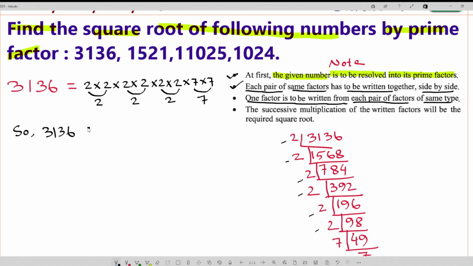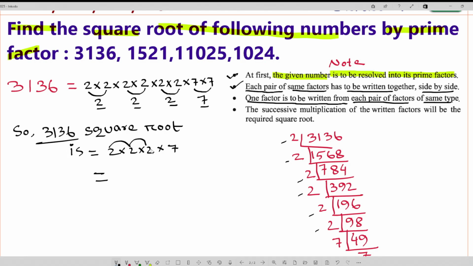Therefore, we can write the square root of 3136 is 2 times 2 times 2 and 7. This multiplication will be the result of the square root of 3136. So 2 times 2 is 4, 4 times 2 is 8, 8 times 7 is 56, and our result is 56. Okay, so by prime factors we are finding the square root. So number 1 is done.